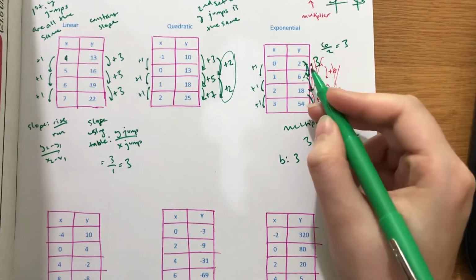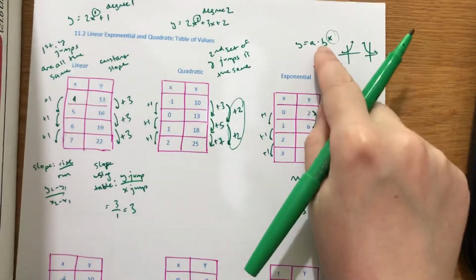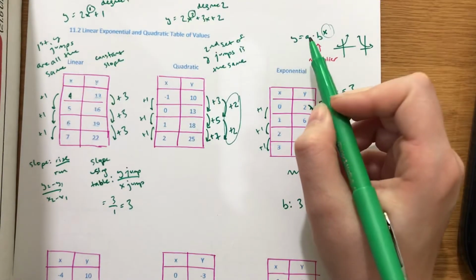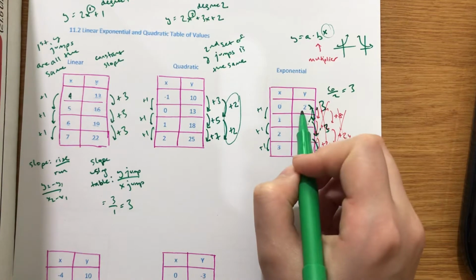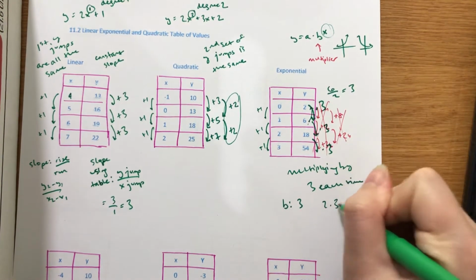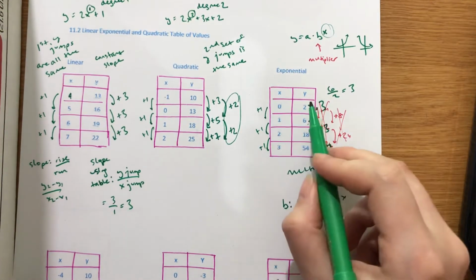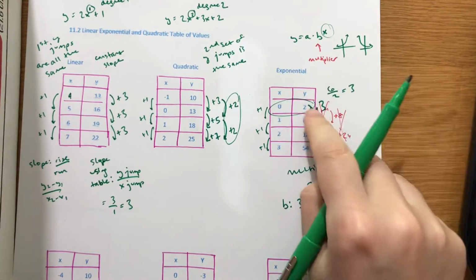So we can tell by the multiplier, right? Our b value represents our multiplier. As for our a value, I'm going to show you guys how to write the equations. The a value is just the y-intercept, which is the 0, comma, whatever. So really our function is 2 times 3 to the x, because the a value would be 2.